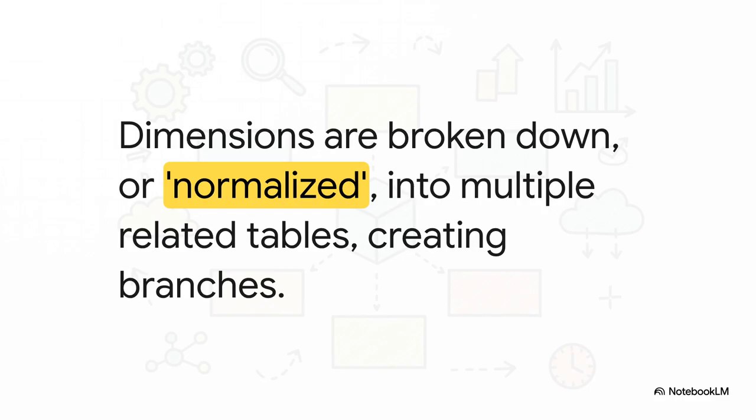So, for example, instead of one giant product table, you might have a table for the product itself, which then links out to a separate subcategory table, which then links to a category table. You get these branches off of branches, and all of a sudden, it starts to look less like a star and more like a complex, delicate snowflake.